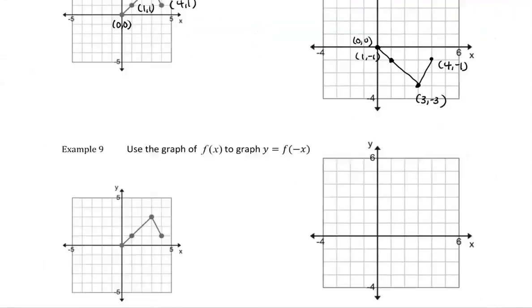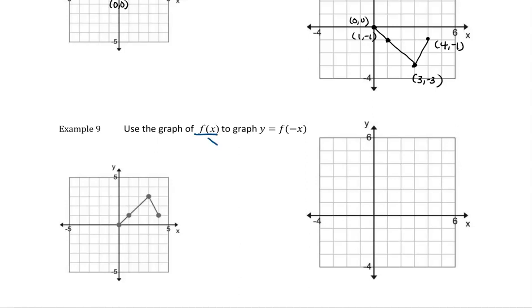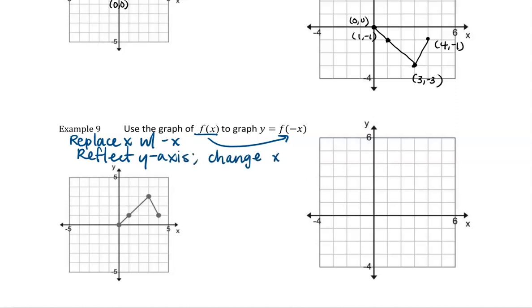And then finally in example 9, this equation is changing from here to here because we didn't multiply on the outside. This is happening on the inside. So what happened here is we replaced x with -x. And replacing x with -x gives us a reflection over the y-axis. And to reflect the graph over the y-axis, we need to change the signs of our x values. So going through these points here, 0, 0 is still going to be at 0, 0 because 0 doesn't have a sign.